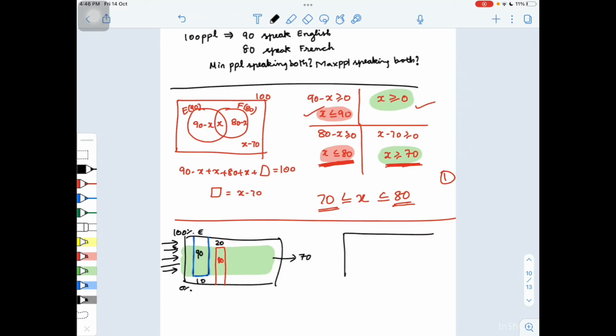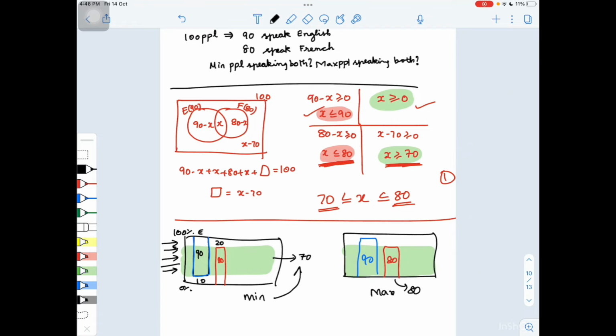Now if you want the maximum overlap, it is very simple. I'll just place my 90 units of blue filter and my 80 units of red filter both in the same direction. If I keep both of them in the same direction, I can see that there are 80 overlaps. So the minimum overlap is 70 and the maximum overlap is 80. This is how I can solve this problem using the light and filter method.